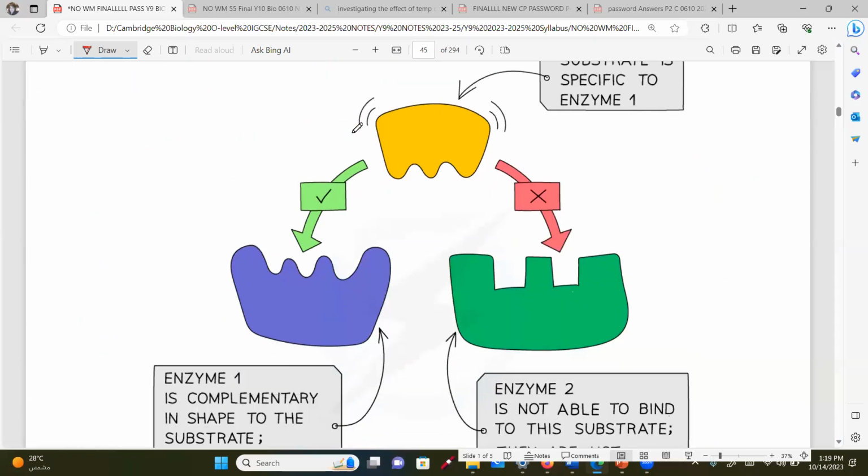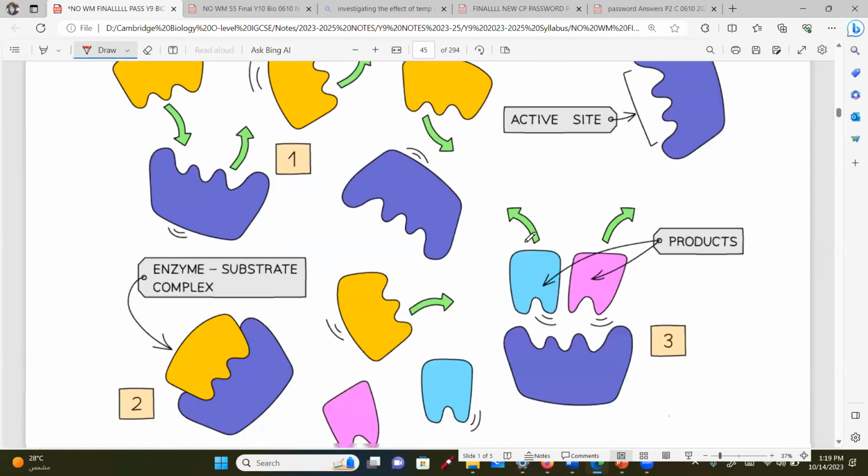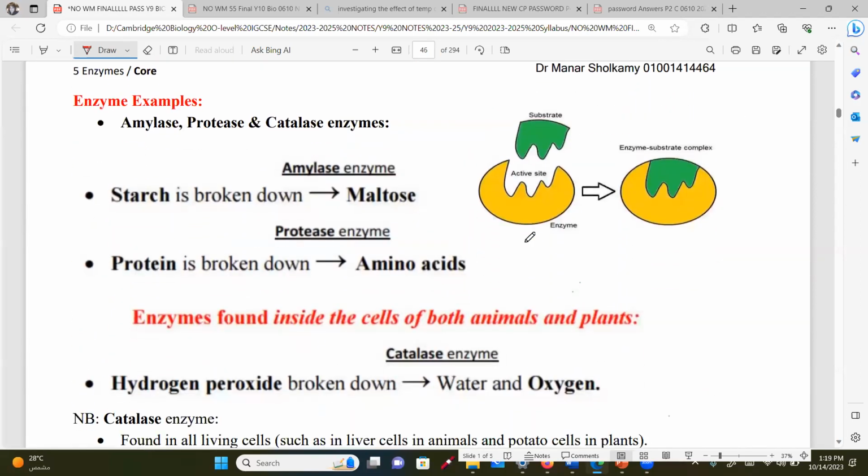This is a picture here just showing you the lock and key mechanism. This is the enzyme, and this is the substrate. The substrate will fit here, but will not fit here because it's not complementary to this enzyme. It's only complementary to this enzyme. I hope now things are clear. Very easy. Any questions before I move on?